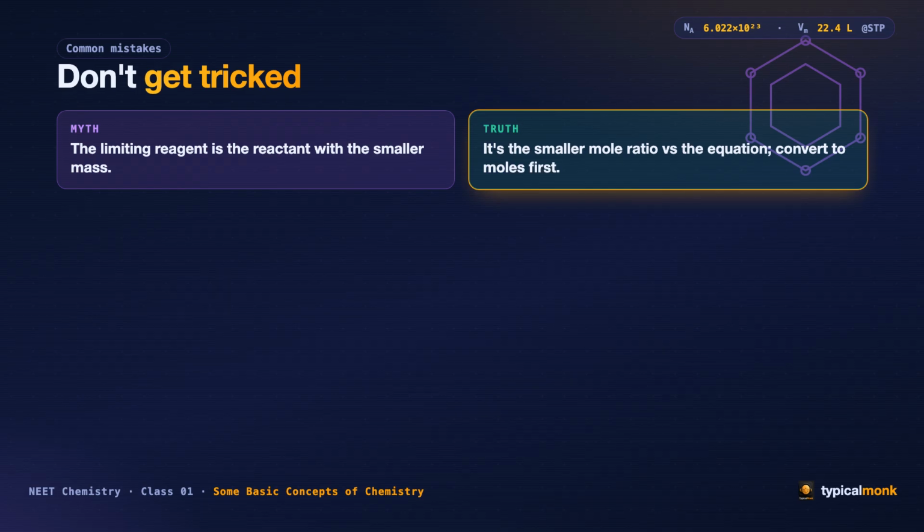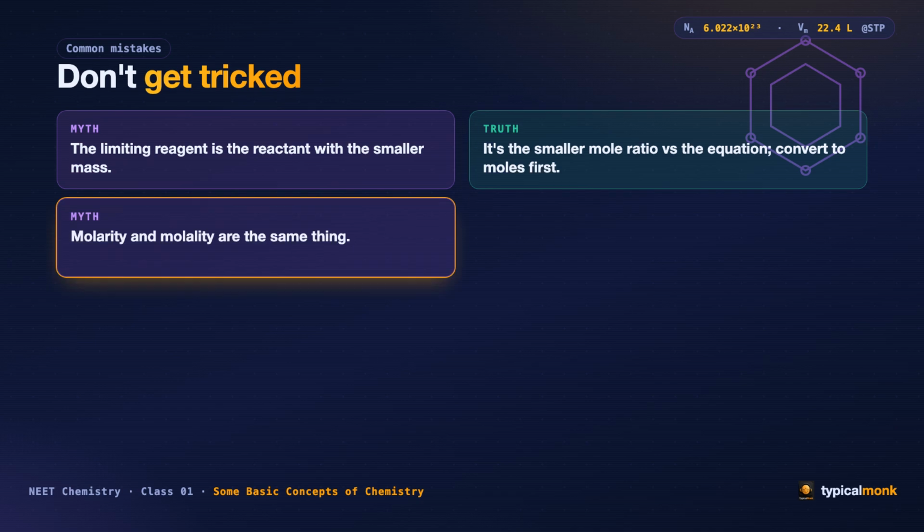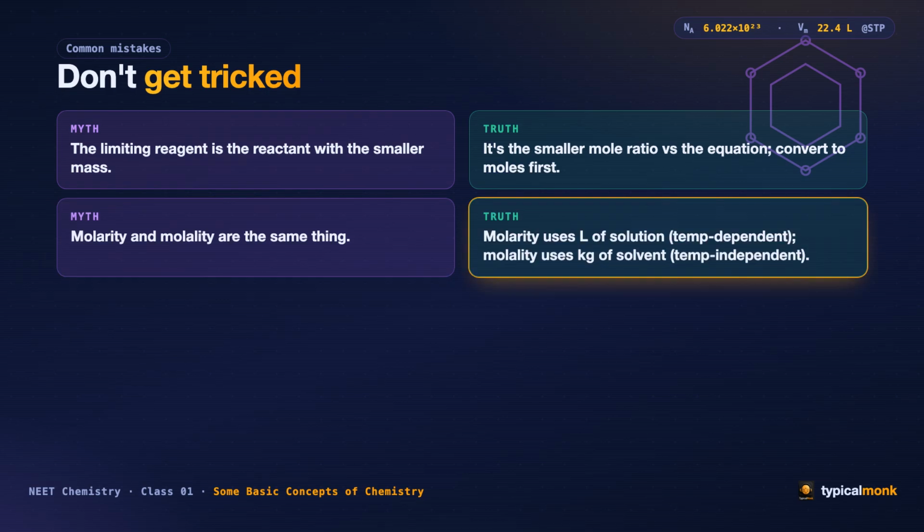Remember our worked example. Hydrogen had only 9 grams against nitrogen's 28, yet nitrogen was the one that ran out. Convert to moles first, always, then compare with the equation. Myth 2. Molarity and molality are just 2 names for the same thing. 1 capital letter, 1 small, how different can they be? The truth, completely different creatures.